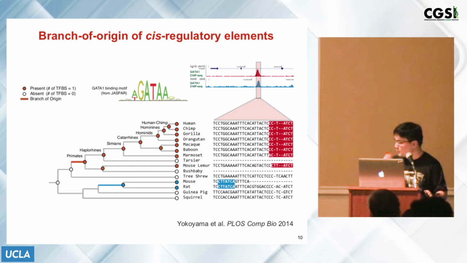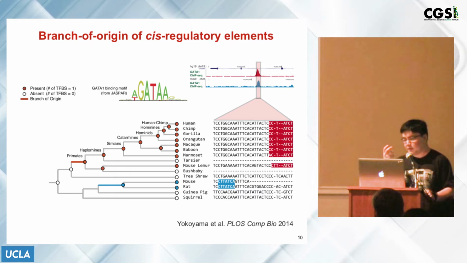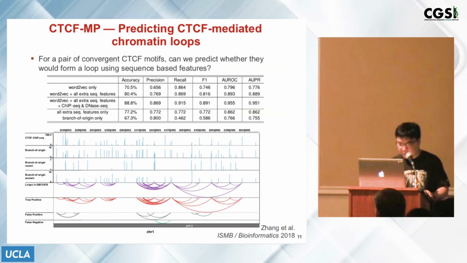And why is this useful? Because we thought, if you want to look at the motif and its conservation across different species, we can actually use this score. We call it the branch of origin score, to quantify how old this motif is, right? So maybe the older ones are more likely to form loops, and it turns out that this is true.